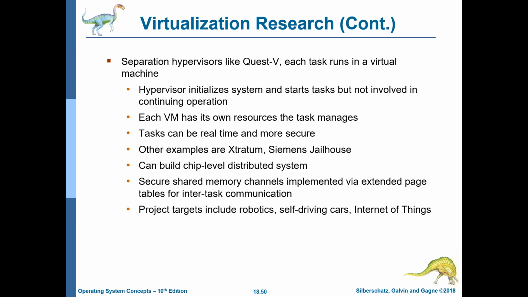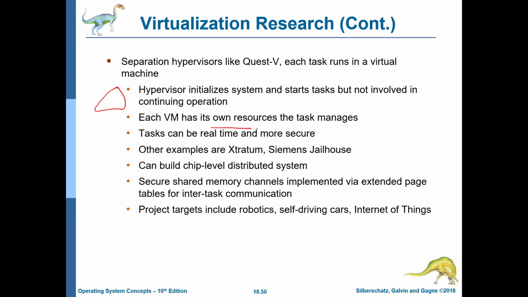So separation hypervisors like Quest 5 essentially run every task in their own virtual machines. If you think about it, for a task, we create a virtual machine. This virtual machine has complete control over a part of the system, and this ensures that we have real-time guarantees as well as security guarantees. So the hypervisor initializes the system and starts and runs the task, but it is clearly not involved in its continuing operation, primarily because the relevant parts of the OS and application take over.